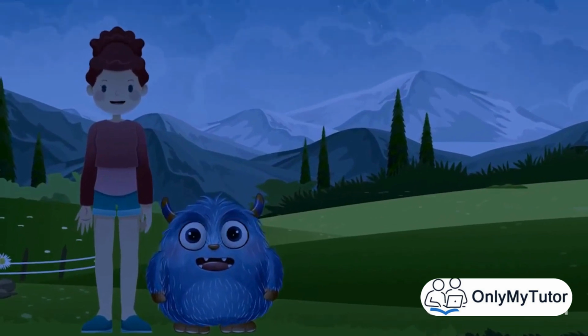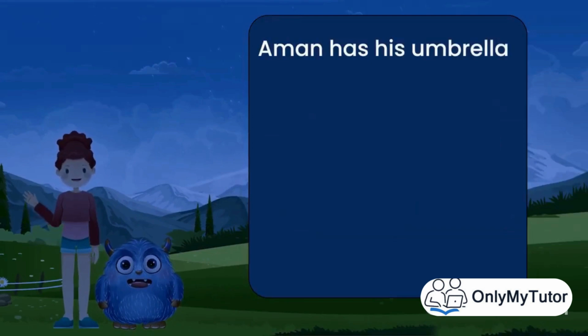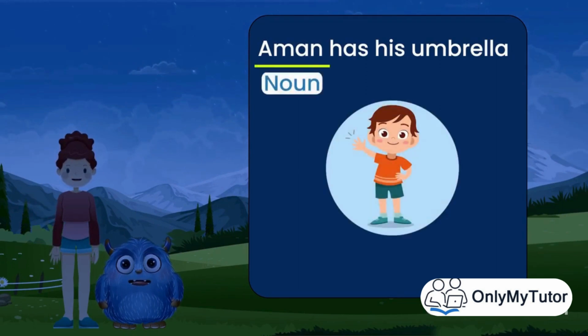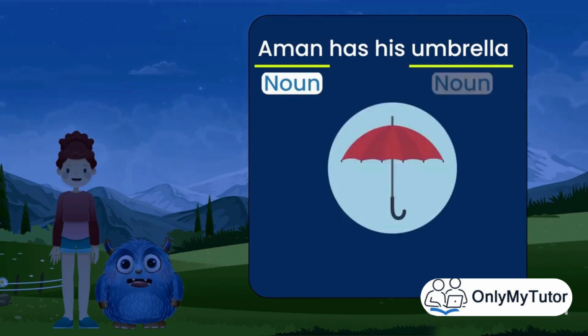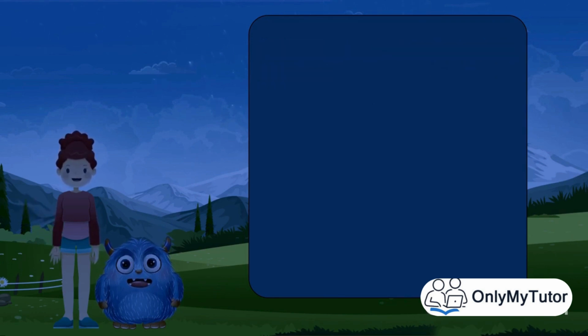Yes. And do you know there can be more than one noun in a sentence as well? Really? How? Aman has his umbrella. What do you think, Jay? What are the nouns here? Aman is a noun because it is the name of a person, and umbrella because it is an object. You are absolutely right, Jay. Can you find the nouns in these sentences?